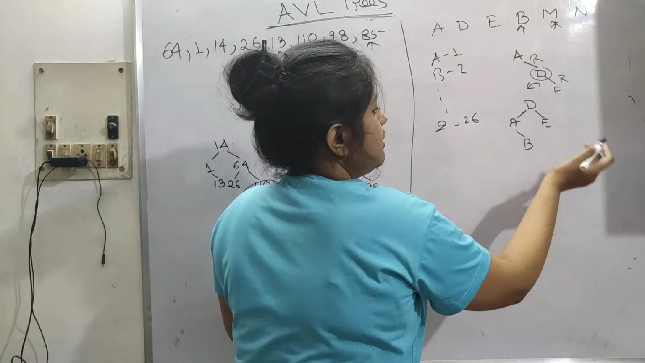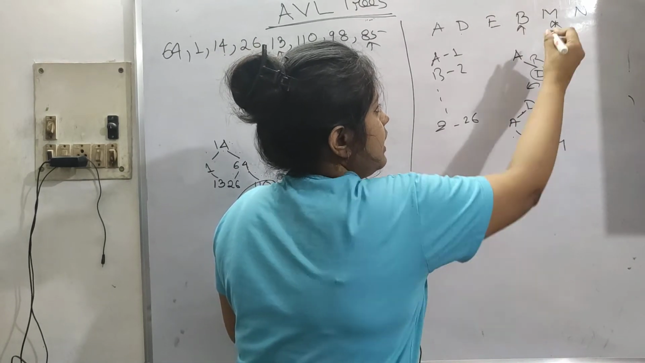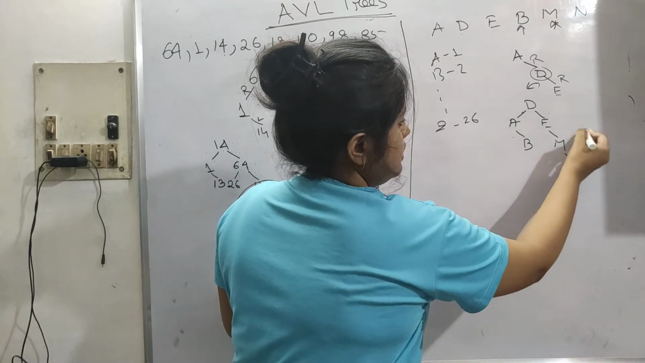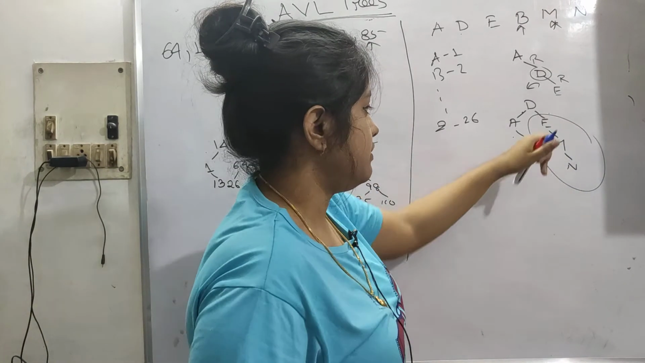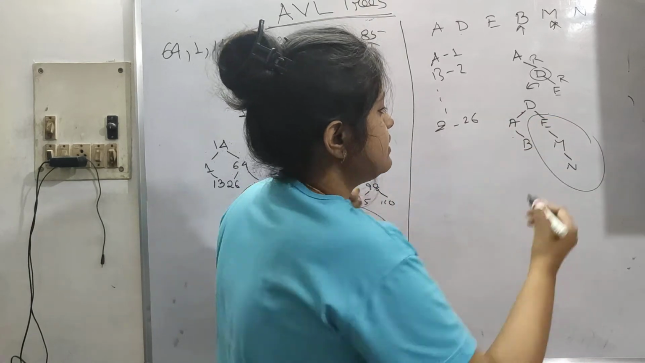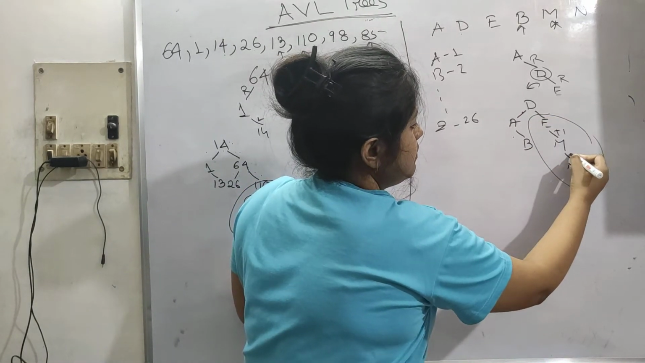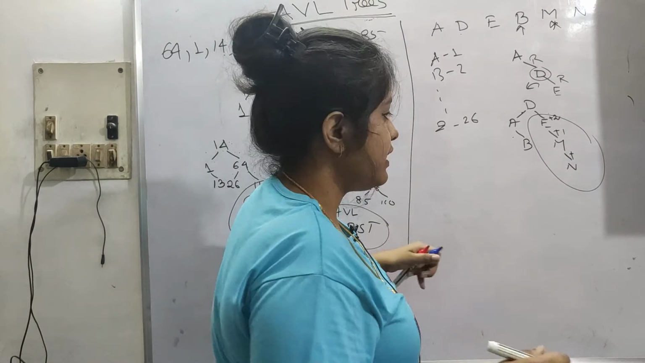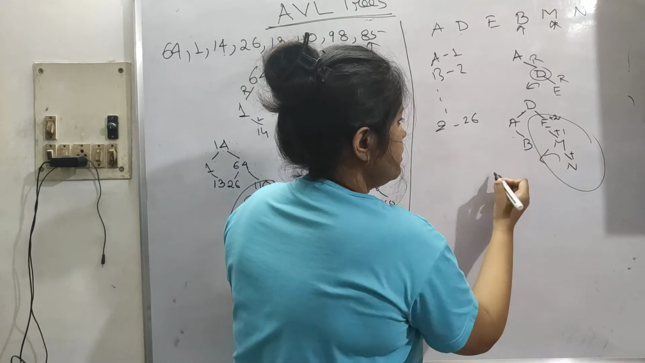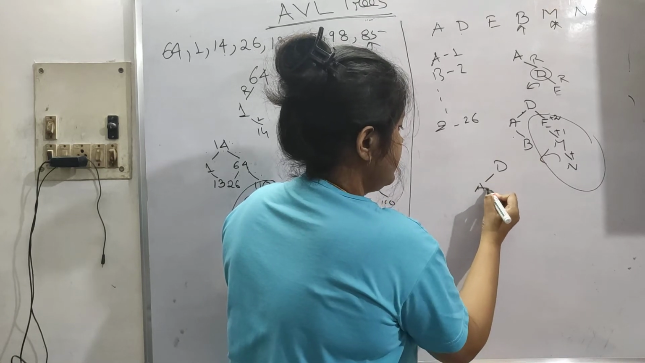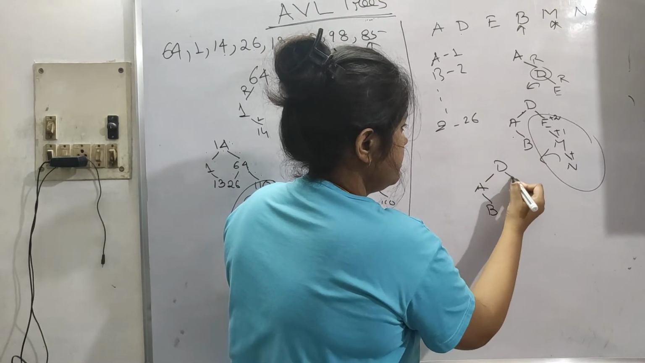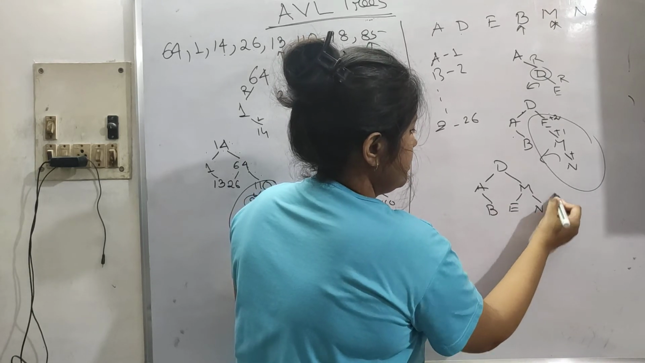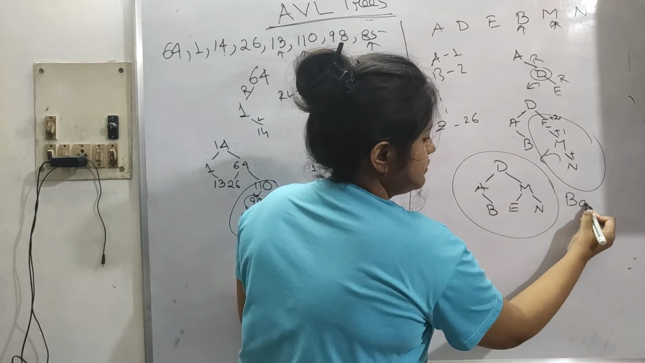M is greater than everything, so M, and N comes after M, so N. See, this is not balanced. Okay, so just by looking you can see plus 1, plus 1, so E has plus 2, so E is not balanced. We have to make it balanced. So D, A, here it is B, it is M, it is E and N. Now it is balanced.